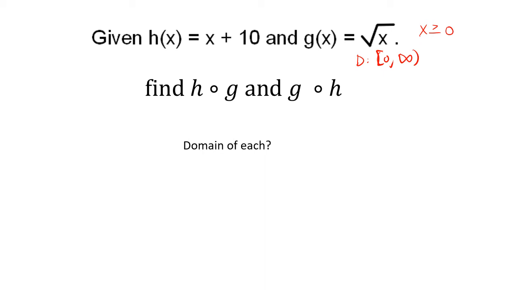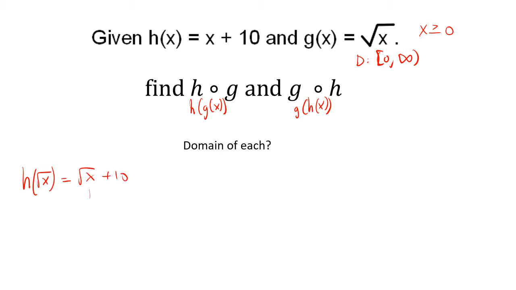Now, what is h of g and g of h, right? This is actually just h of g of x. This is asking for h of g of x. And this is asking for g of h of x. So h of g of x is going to be h of g of x, which was the square root of x, really, right? So it's just the square root of x plus 10.